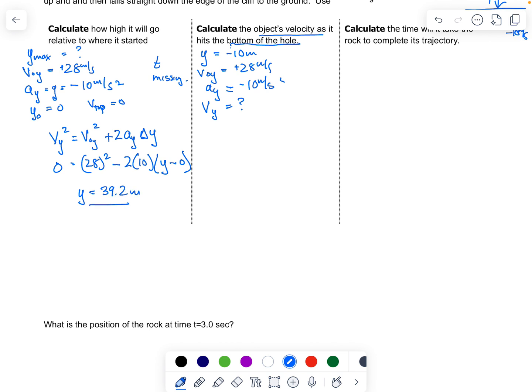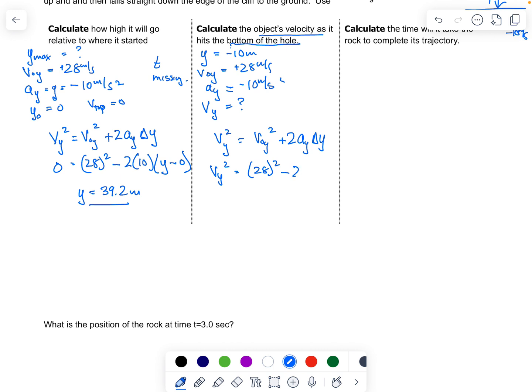Okay, calculate the object's velocity as it hits the bottom of the hole. Again, time is my missing variable. I need to solve for that velocity, that final velocity here. So it's kind of a flip of the first equation. I'm still going to use the same v squared equation here. V naught y squared, again, plus 2 acceleration in the y direction times my change in vertical position. V naught y squared is what I want to solve for. My initial y velocity, again, is going to be the 28 meters per second.